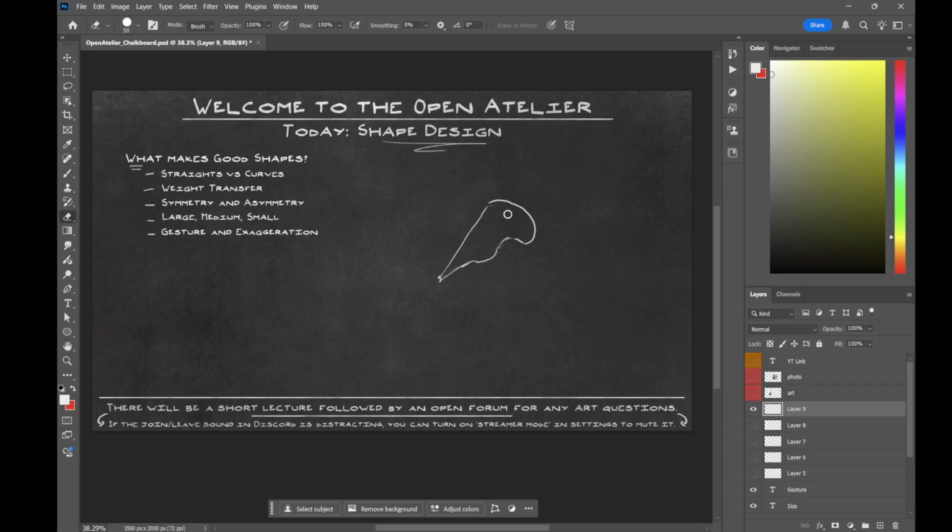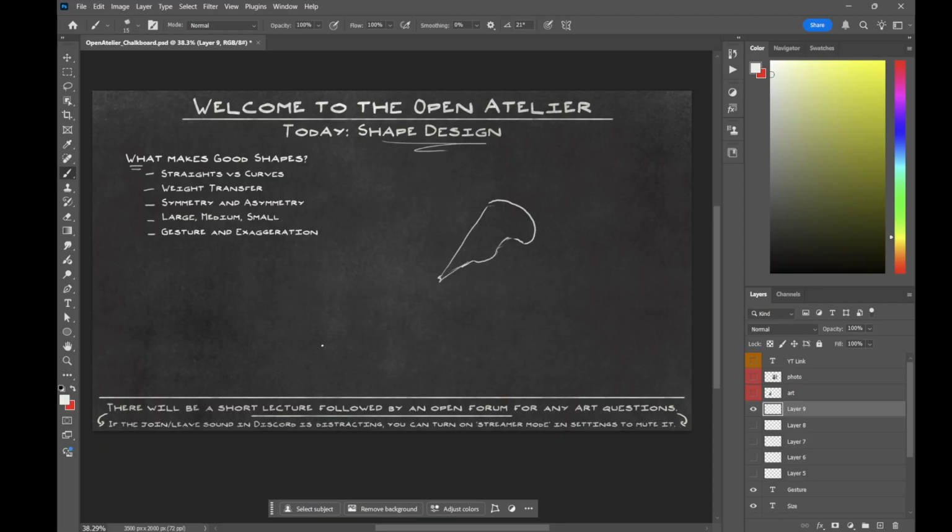Yeah, that's better. Large, medium, small. We've got all of that stuff, but there's still something that just feels like it's kind of missing, something that could be pushed with this shape. And that's where it comes into the gesture or the exaggeration of the shape. So they're kind of related and they're kind of different.